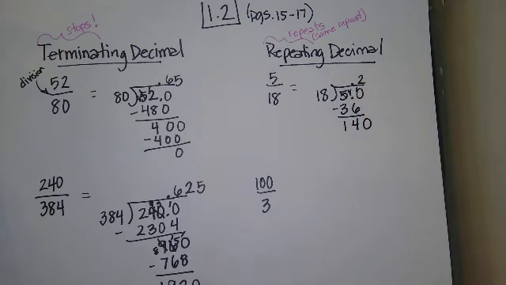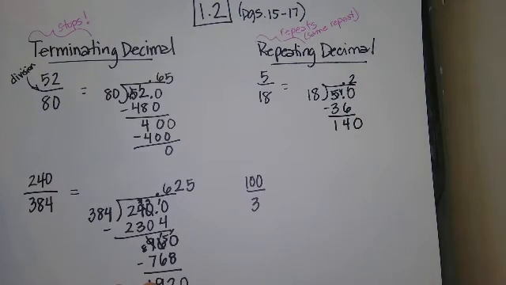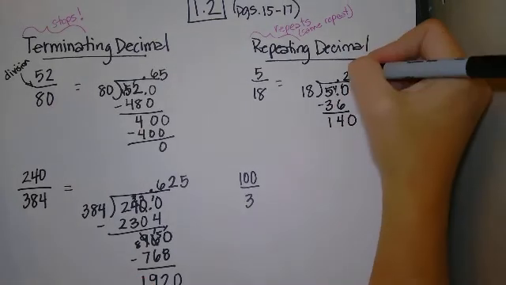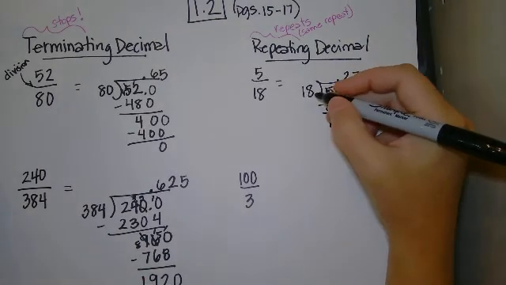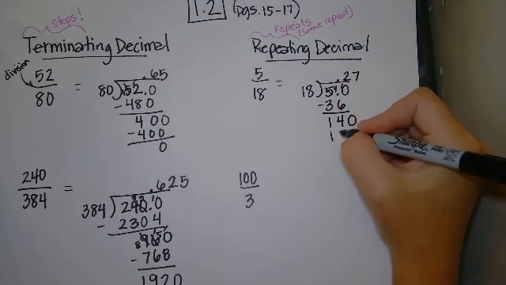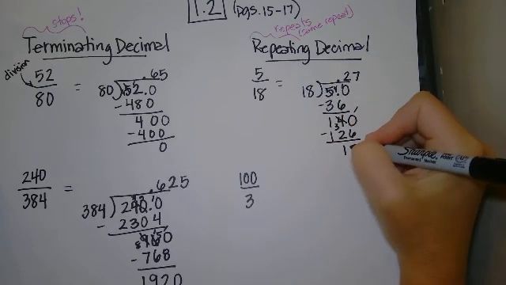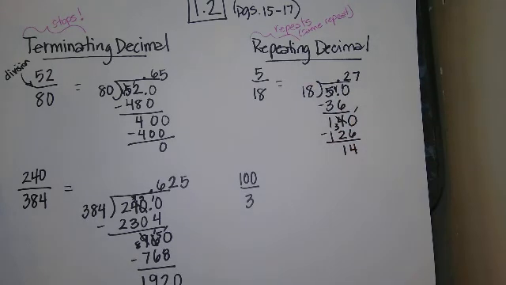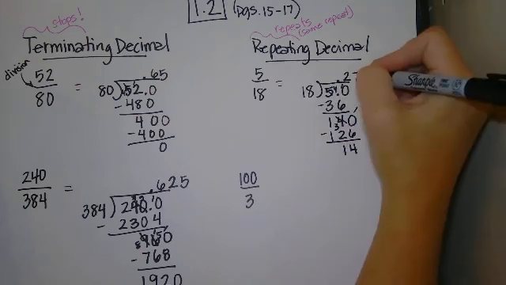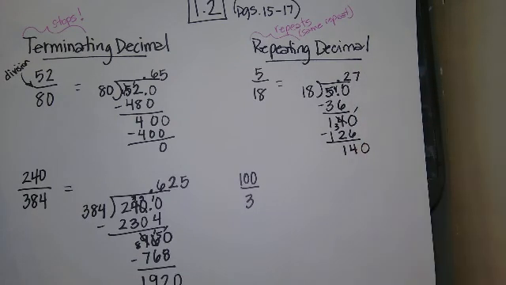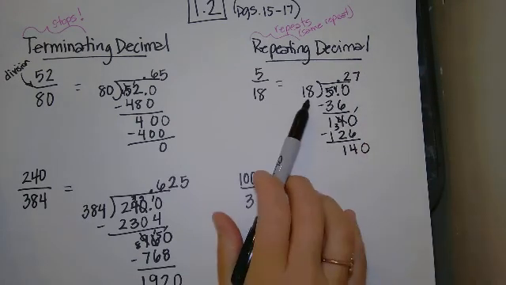I'm not going to write remainder 14. What are we going to do? We're going to add a 0 and continue to divide. How many groups of 18 are in 140? 7. And 7 times 18 is 126, and when I subtract that, I end up with 14. Ooh, that seems like deja vu. We're not going to write remainder 14. We're going to add a 0.